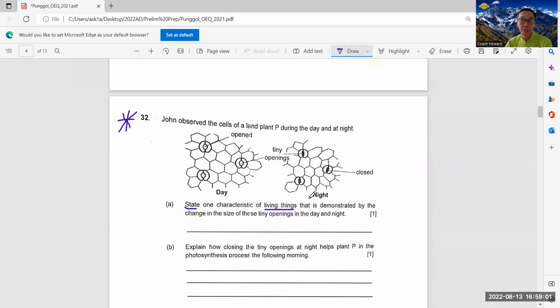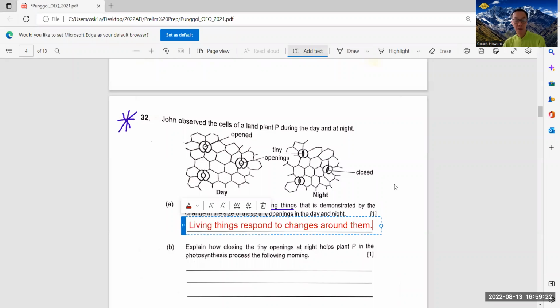So in primary 3, you learn characteristics of living things. Living things can grow, can respond to changes in the surroundings. So what is one of these characteristics? This characteristic is: living things respond to changes around them. Because day and night is a cycle, it changes the light intensity. So this one is living things respond to changes around them.